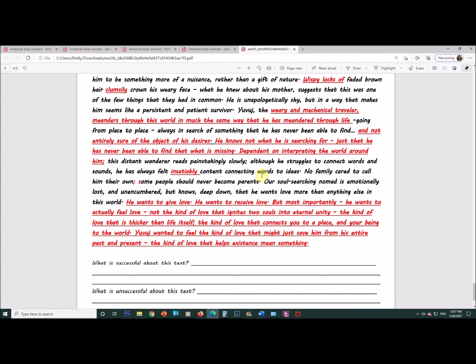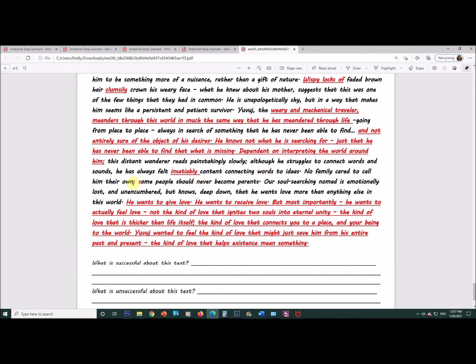Dependent on interpreting the world around him, this distant wanderer reads painstakingly slowly. Although he struggles to connect words and sounds, he has always felt insatiably content connecting words to ideas. No family cared to call him their own. Some people should never become parents.